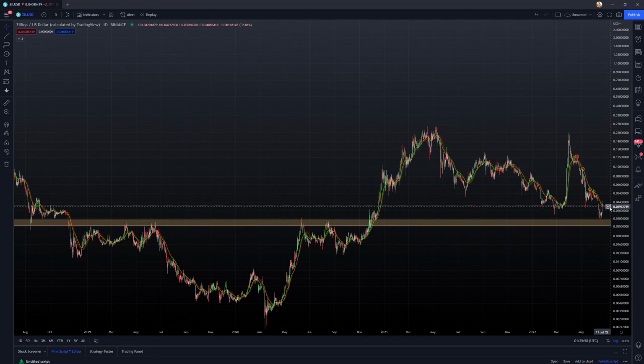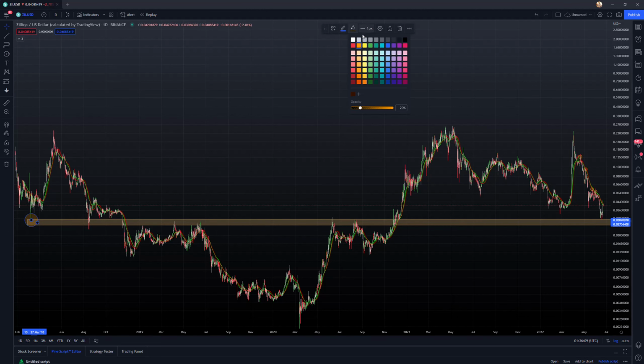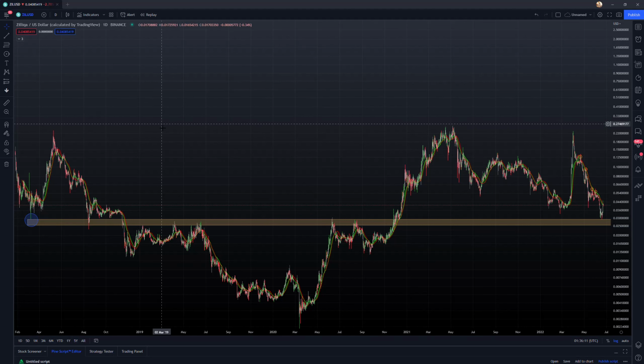And if I zoom out all the way back to 2018, we can see how historically this has been a very significant level. We can see how this was support in March of 2018. So I'm just going to highlight that. And really we just have this massive area that's been support and resistance for the past few years on Zilliqa. So we have basically support being held twice here.